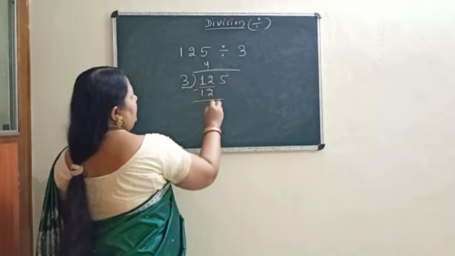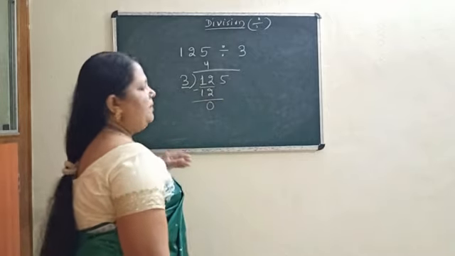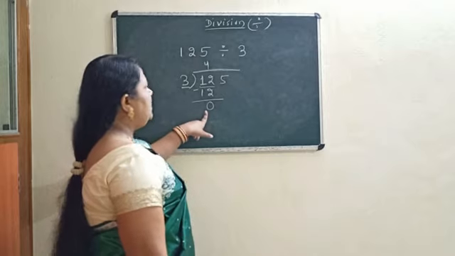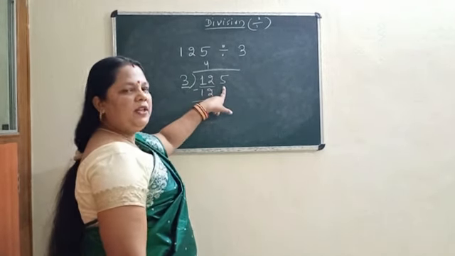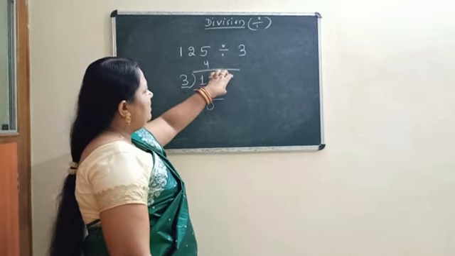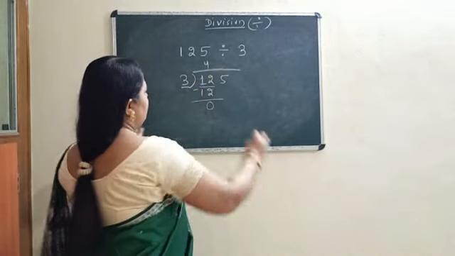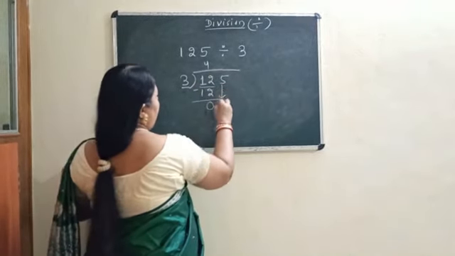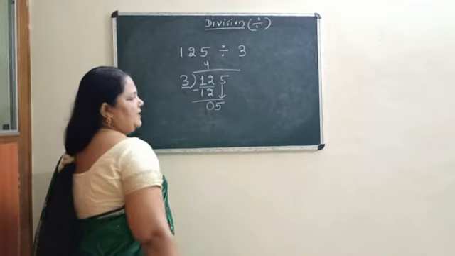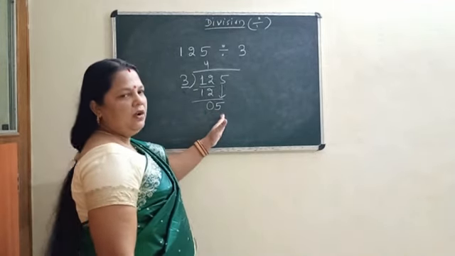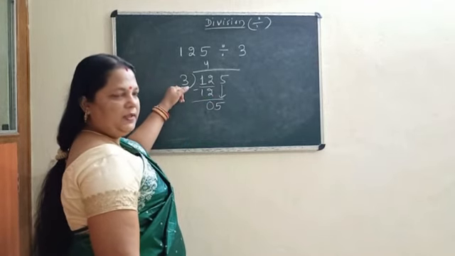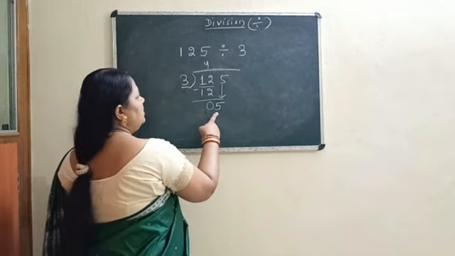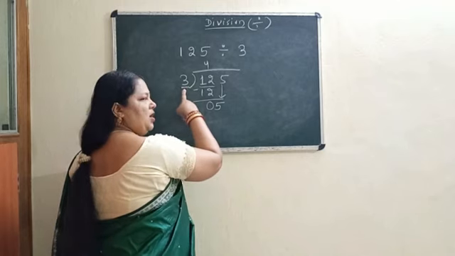Then what to do? Remainder, it is coming 0. Then another one digit is left in the dividend. What will you do with that digit? Now this 5 will come down to the second step. Then again we have to divide this by 3. This is a greater number, this is a smaller number.